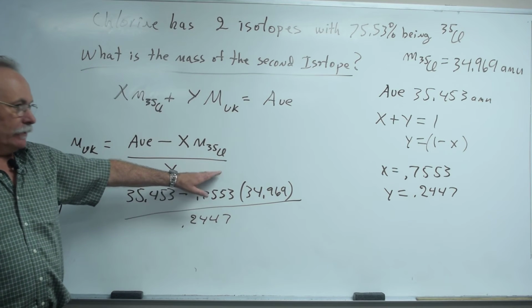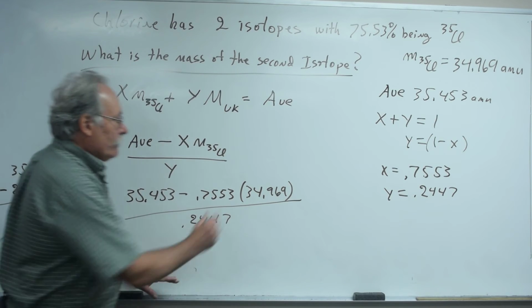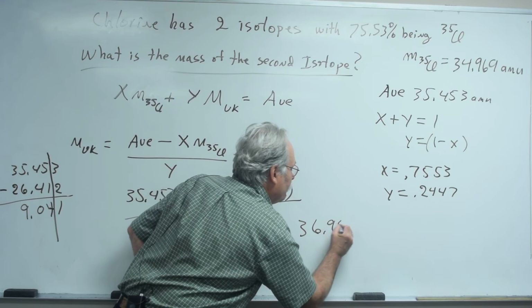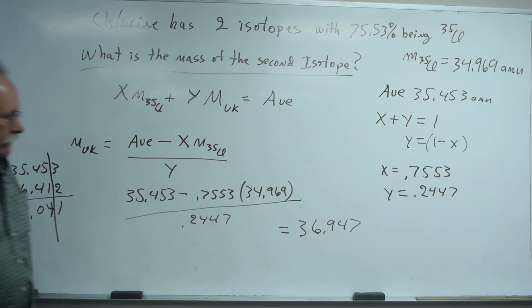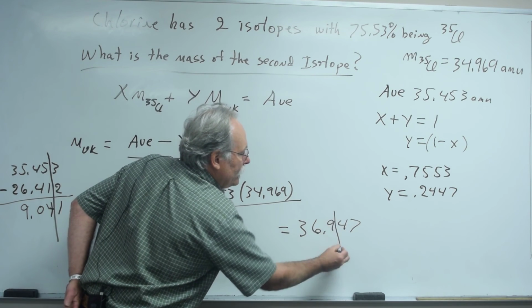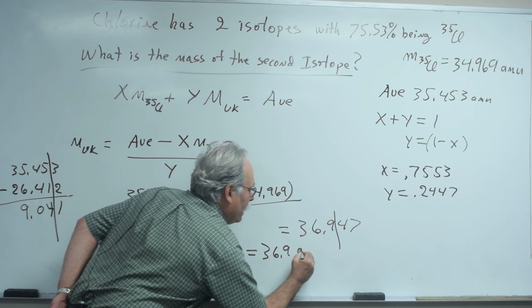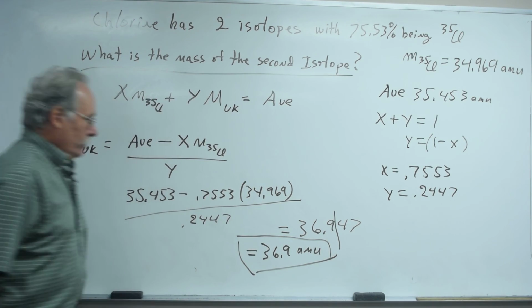So this number is known to 3 sig figs. When I take this number that's known to 3 sig figs and divide by a number that's known to 4 sig figs, when I do this, I get the answer of 36.947. But that answer is only known to 3 sig figs, so I have to truncate here. So the correct answer is 36.9 AMU. Okay? Thank you.